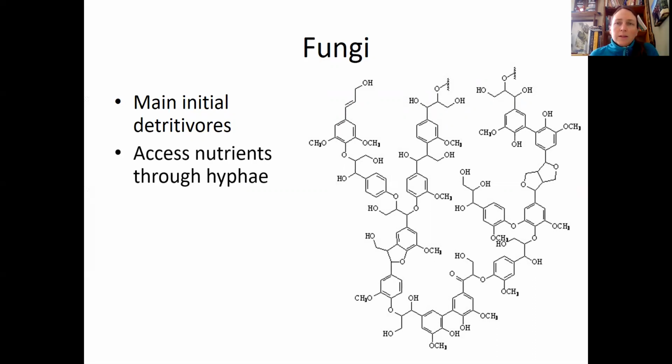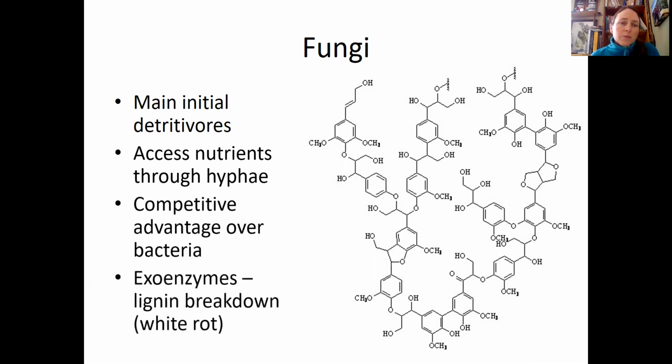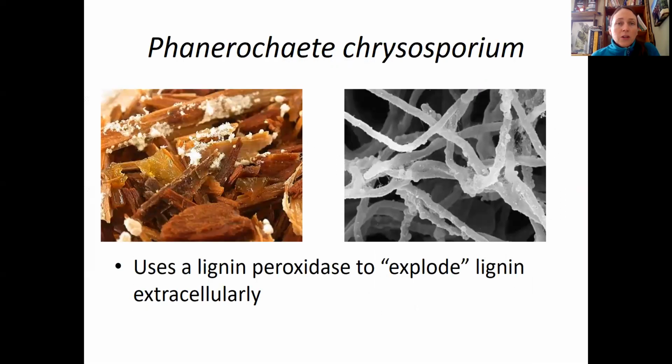This is a giant lignin molecule. And the fungi access nutrients through their hyphae, and they have a competitive advantage over bacteria in the early parts of the decomposition process. And they in particular use exoenzymes to break down this giant molecule, which is called lignin. And the white rot fungi are particularly good at this.